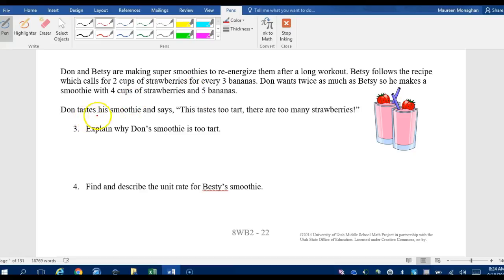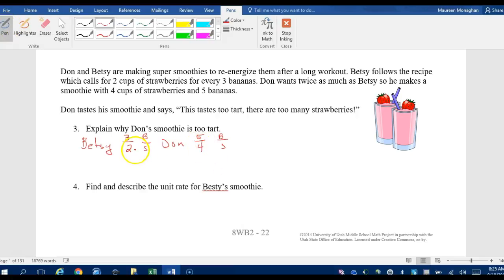Don tastes his smoothie and says, "This tastes too tart. There are too many strawberries." Explain why Don's smoothie is too tart. Well, let's compare. Betsy has 3 bananas to every 2 strawberries. Then Don decides to use 5 bananas to every 4 strawberries. So this is bananas and this is strawberries. That's supposed to be a 4. My bad.